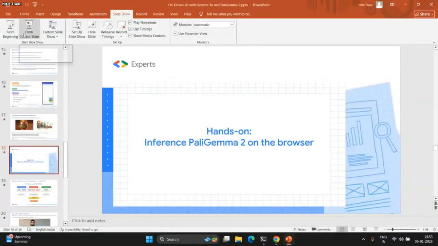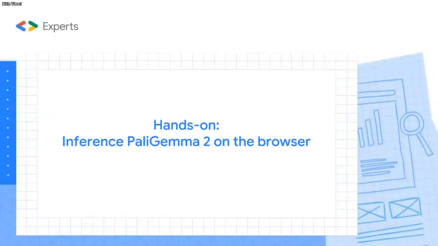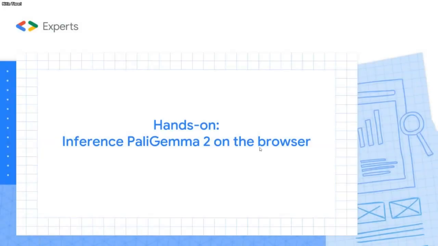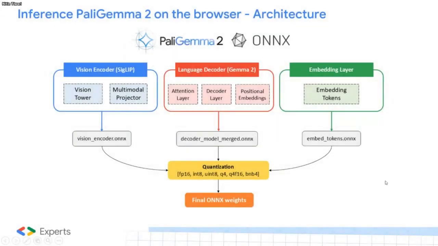So let's get started with the hands-on lab of PaliGemma 2 on browser. I hope everyone has followed the manual which was shared earlier with the prerequisites so that we save time in today's session. This is another open source project that I built, and I just wanted to share it with everyone here. I keep sharing things with the community so it reaches a larger audience. So how we come up with a version of PaliGemma 2 which could be inferenced on the browser. This is how it looks.